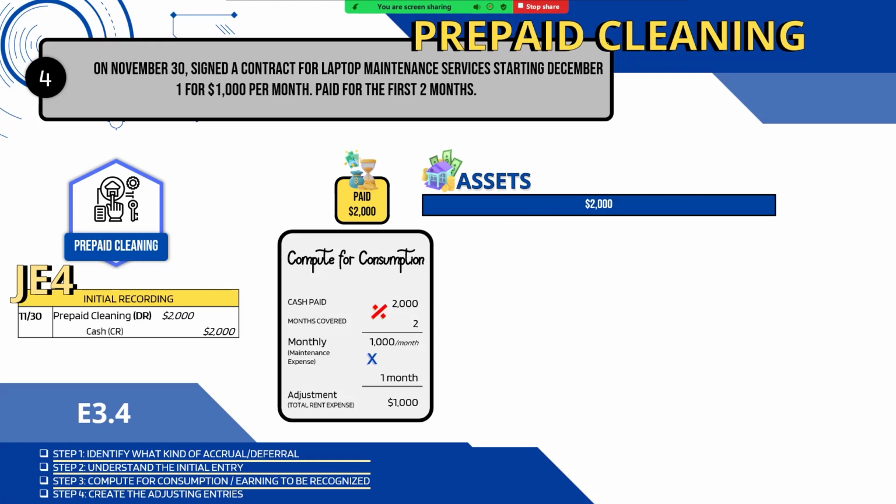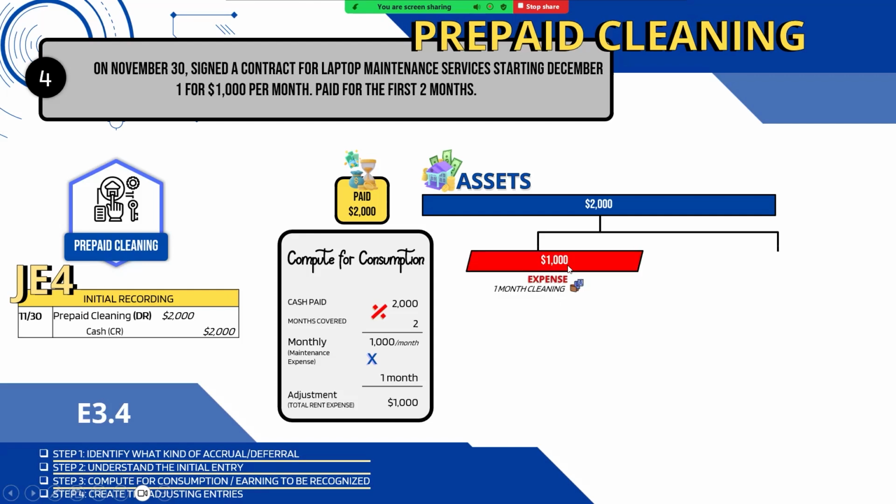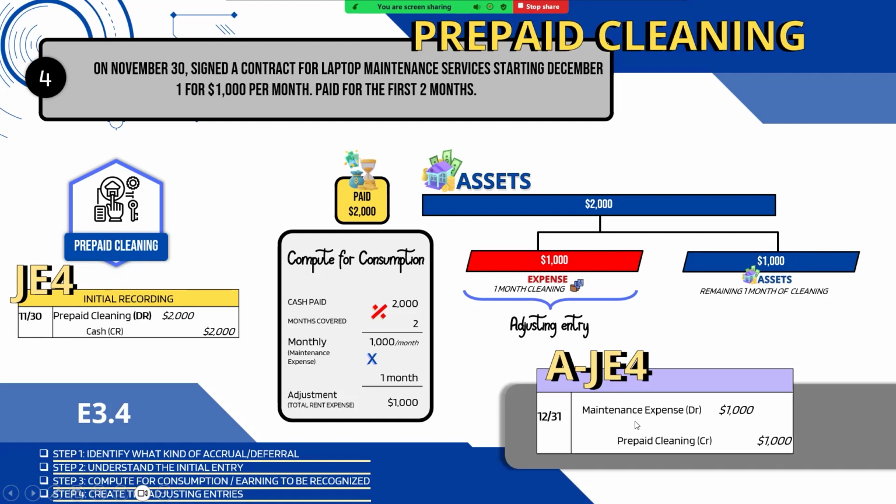How many months have expired? Well, basically, we're just looking at December. And therefore, 1,000 out of the 2,000 should be recognized as cleaning expense. So expense for 1 month, the month of December. And then we still have an asset because this would be the prepaid cleaning that will be consumed in January of next year. Therefore, our adjusting entry would be debit maintenance expense 1,000, credit prepaid cleaning of 1,000.